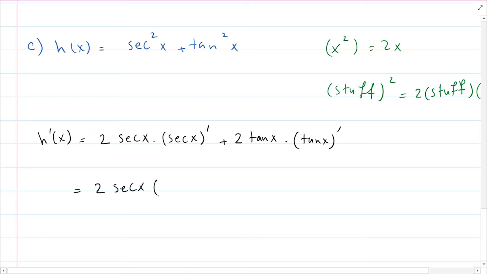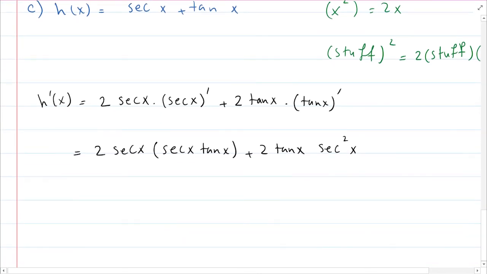The derivative of secant x, according to the formula, is secant x tan x. And that would be 2 tan x. And here I have the derivative of tan x. So the derivative of tan x is secant squared, so secant squared of x. And I just need to simplify this a little bit. So 2 secant squared of x tan x plus 2 tan x secant squared of x.